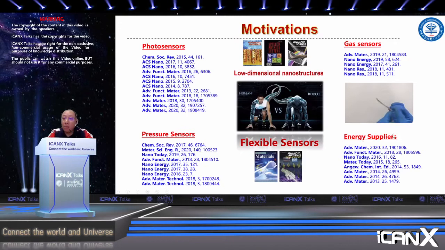As you know, to make the sensors work, you need some energy supplies, and we need flexible energy supplies, not like the rigid energy devices. And with these sensors, we try to apply them on robots to make the robot feel the world. And today I will introduce our work on the first kind of sensor, that's photo sensors for image sensor applications.